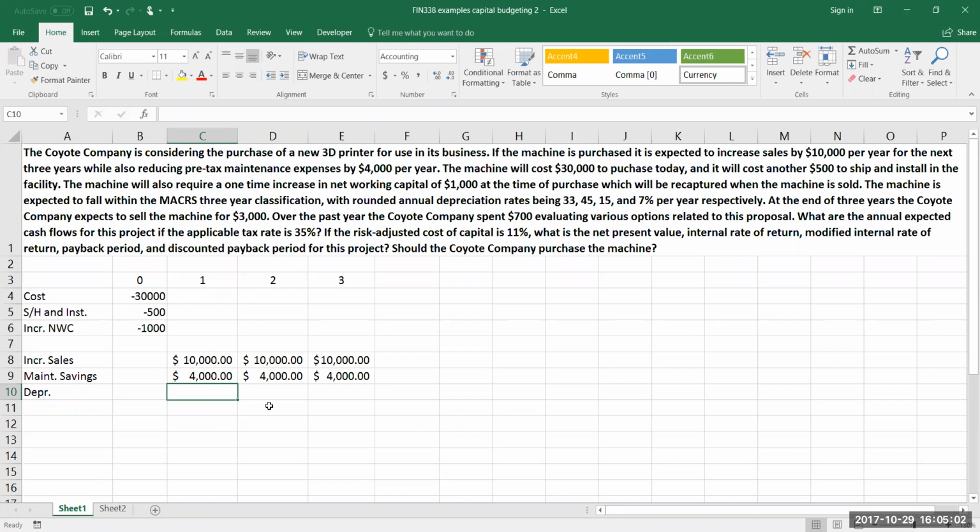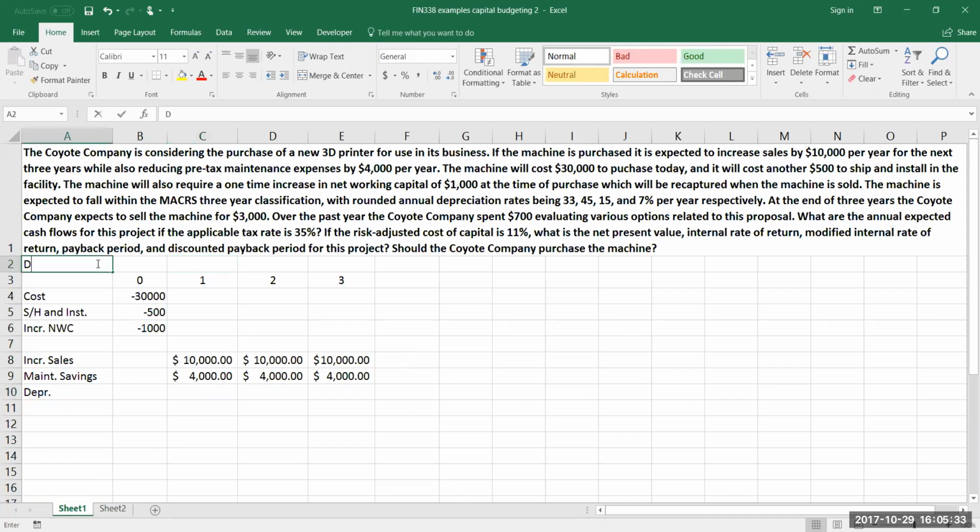Now, if you notice here, it gives us this MACRS information. It says that this machinery is falling into the 3-year classification. MACRS stands for the Modified Accelerated Cost Recovery System. And we have a depreciation rate of 33%, 45%, 15%, and 7%, which of course add up to 100%. And those are the rates per year. So to find the depreciation for year 1, let's go ahead and put the rates over each year.